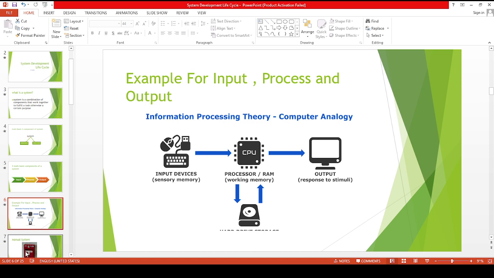Example for input, process and output. Input devices are the mouse and keyboard, the data goes to RAM, and it is output by the computer. For example, a letter. We write a letter through an input device, it is processed in RAM, and it is output by the computer.